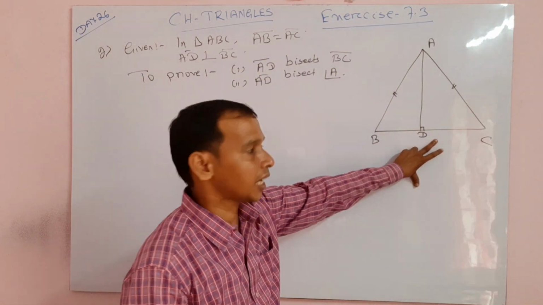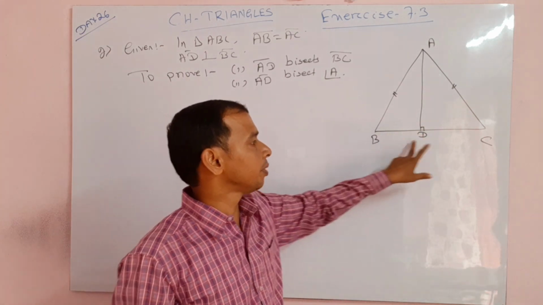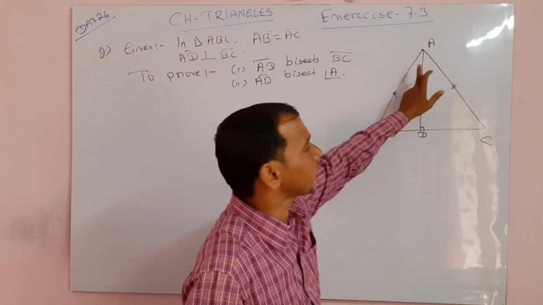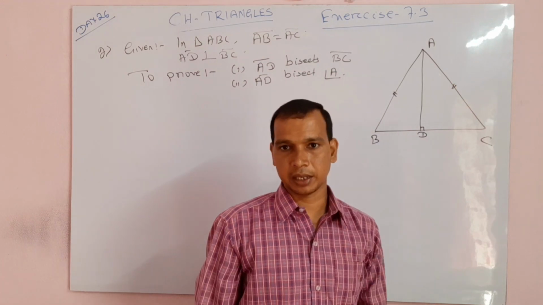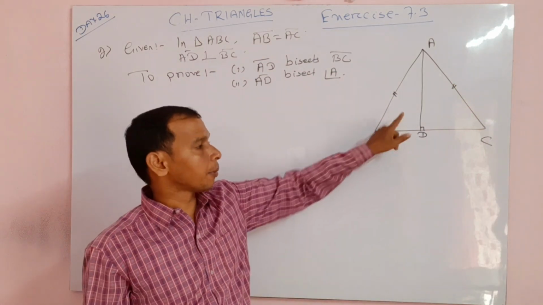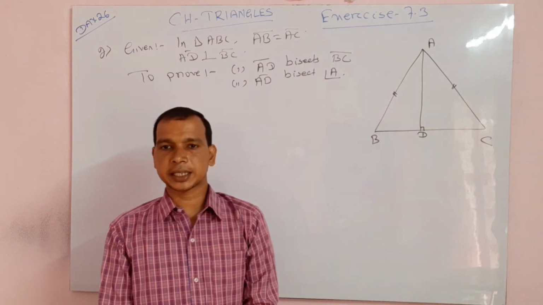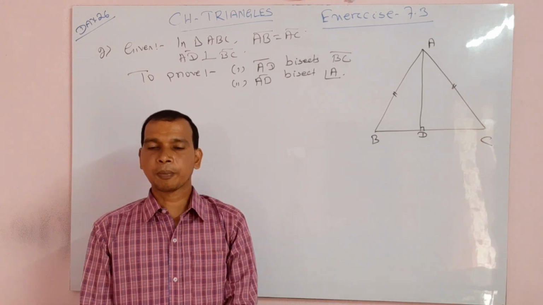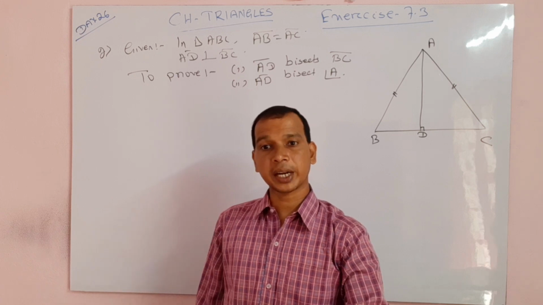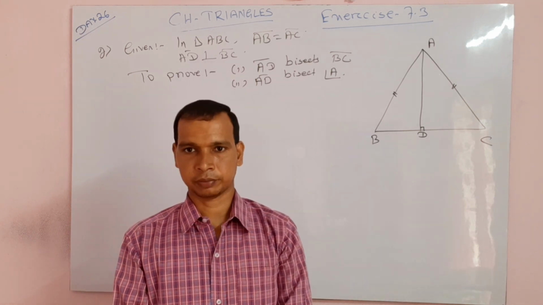Mark here AD bisects BC. That means BD equals CD. Our first aim is to prove that BD equals CD. And second, AD bisects angle A means this angle equals this angle. You can get these two proofs easily if we are able to prove triangle ABD congruent with triangle ACD. So our first aim is to prove ABD congruent with ACD. If two triangles are congruent, due to CPCT, you get your answer.